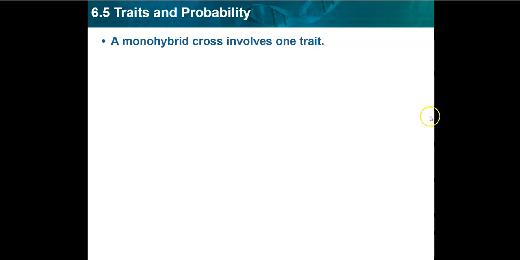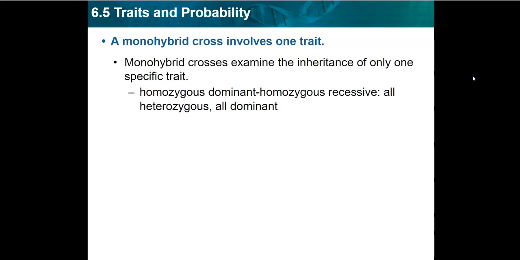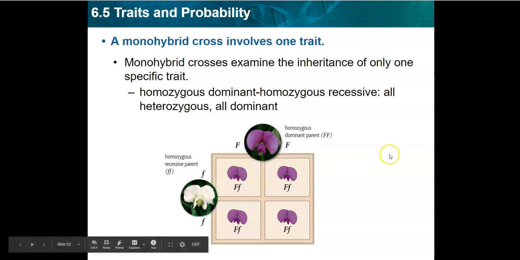A monohybrid cross involves one trait. A monohybrid cross examines the inheritance of only one specific trait at a time. A homozygous dominant to a homozygous recessive combination, all offspring would be heterozygous, and they would all express dominant traits. So we go back to our pea plants, and you can see there's all of our purple flowers.